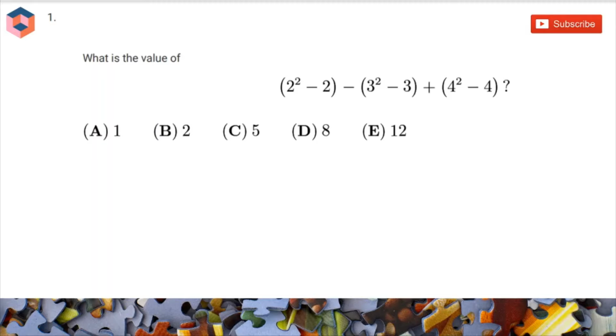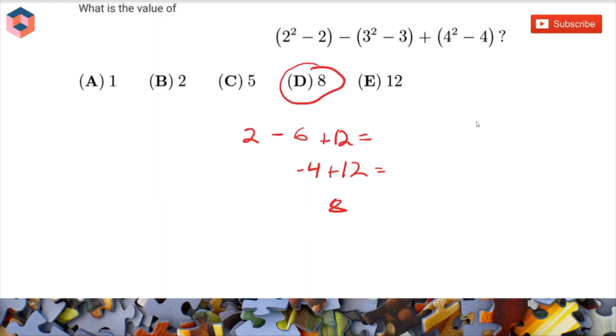Problem number 1. What is the value of 2 squared minus 2, minus 3 squared minus 3, plus 4 squared minus 4? Let's tackle each term separately to solve this problem. 2 squared gives us 4, 4 minus 2 gives us 2. 3 squared is 9, 9 minus 3 gives us 6. 4 squared is 16, 16 minus 4 gives us 12. So we add up 12, and we get 2 minus 6, negative 4, plus 12, or 12 minus 4, which gives us our answer of 8.